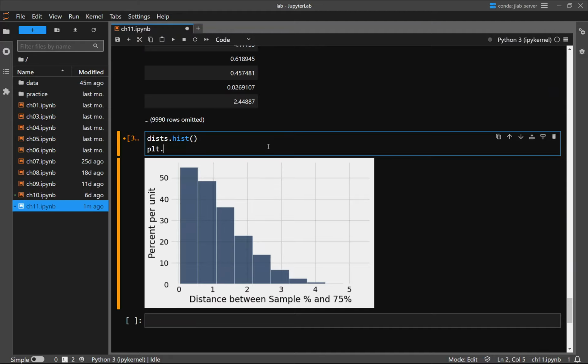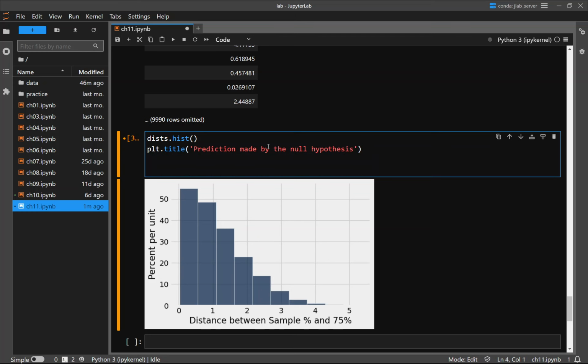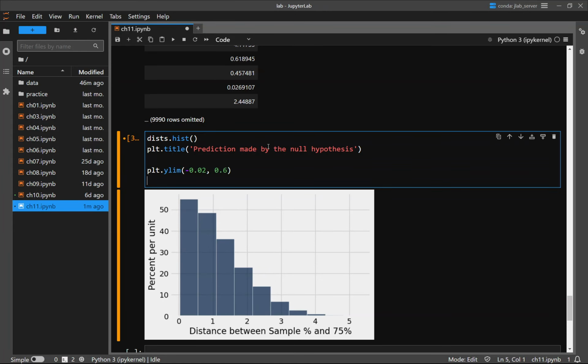It's like PLT.title, make it pretty, prediction made by the null hypothesis, because that's what we're doing here. We're predicting according to the idea that the null hypothesis was true, because there was a 75% exactly for the purple plants, and anything else that we saw, any difference was due to just random chance. And I'm going to change the Y limit so I can add a little red dot. You don't have to know what I'm doing.